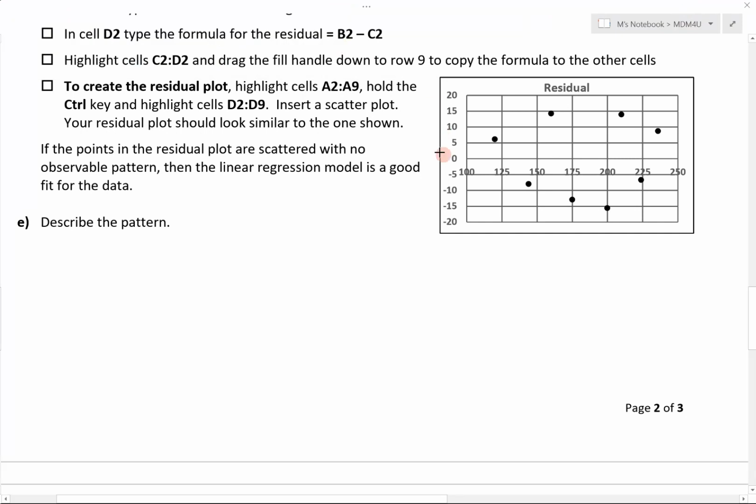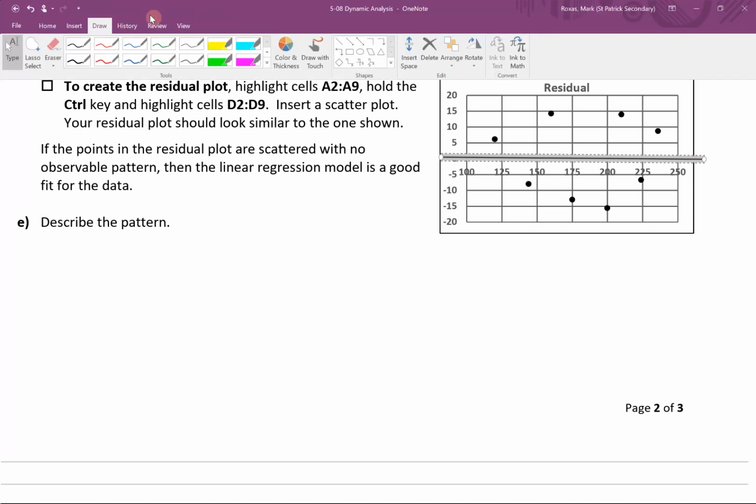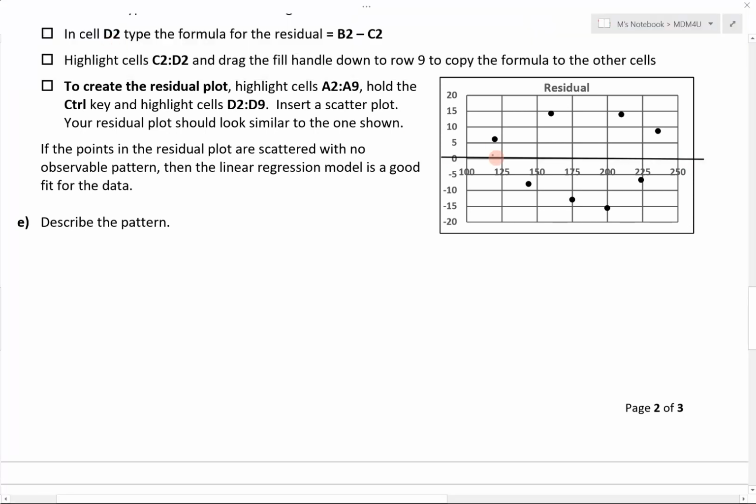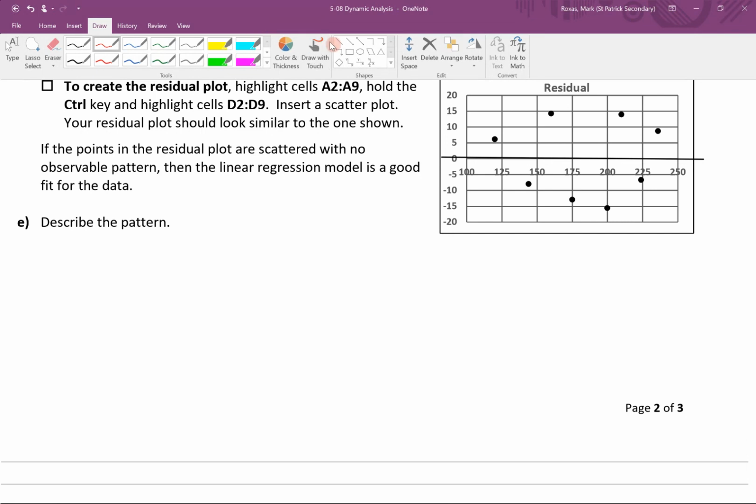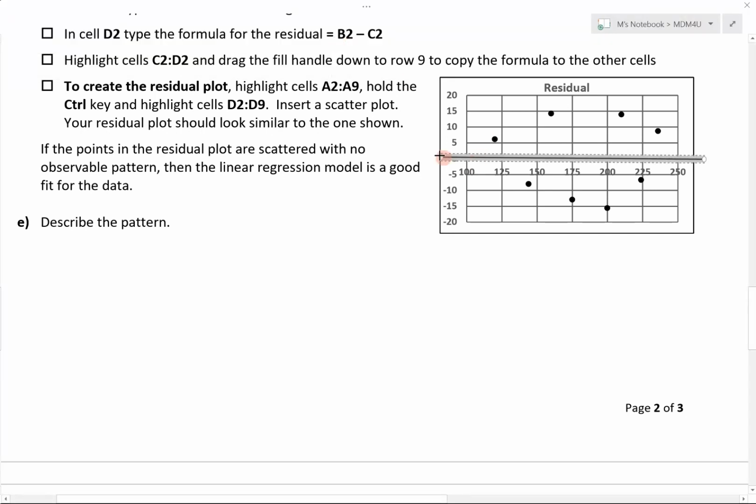Just wanted to draw here the horizontal axis. Right there. Let me change the color as well. I'll draw another one. All right, perfect. There we go. Yeah, so you have a certain number of points above and below. And they're all randomly spread, so it doesn't look like there's a particular pattern.